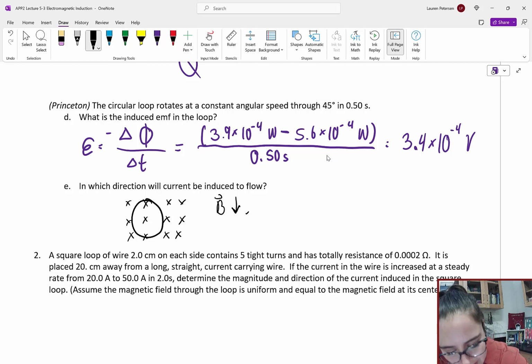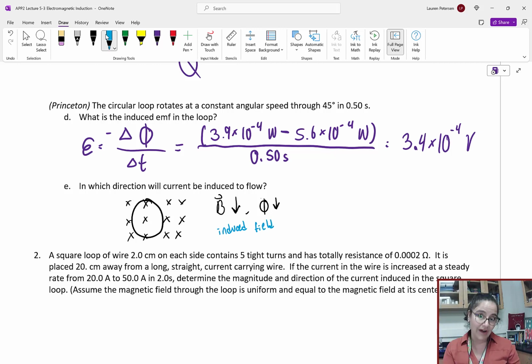So if the magnetic field is decreasing, that means the flux is decreasing. So the induced field wants to be in the same direction as the existing field. So the induced field needs to go into the page. We grab our right hand, we put our thumb into the page, so the current is going to go clockwise.